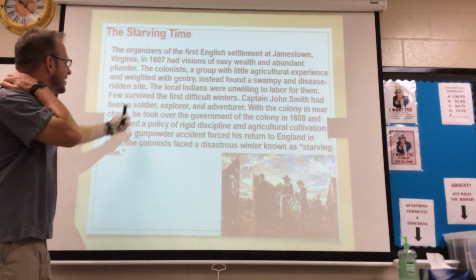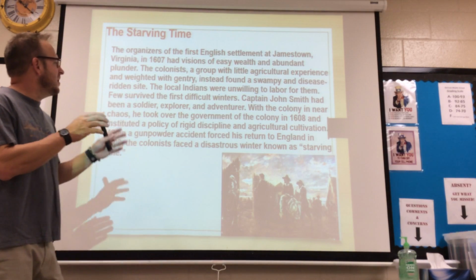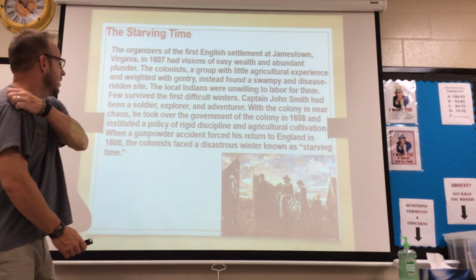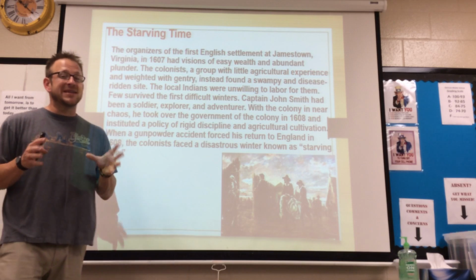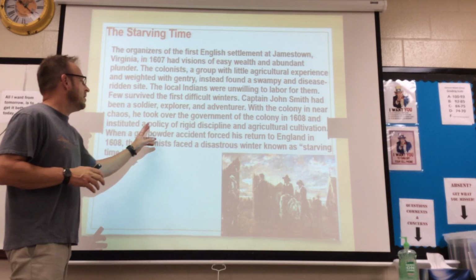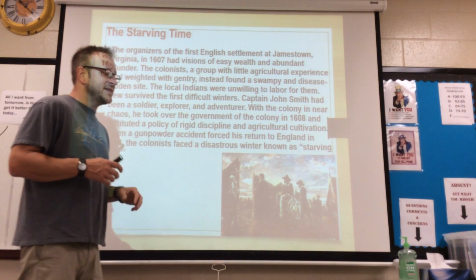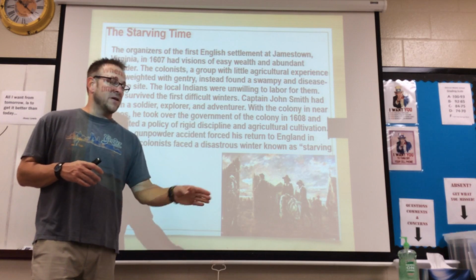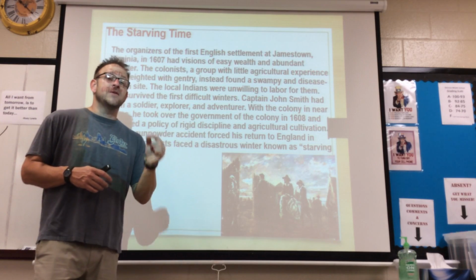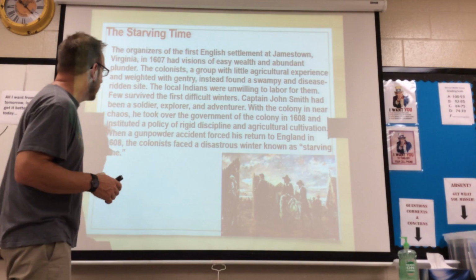Captain John Smith, he'd been a soldier, an explorer, an adventurer, and with the colony near chaos, he took over. And he did something that a lot of people did not like. It was successful, but he was not liked for it. He put in a policy of rigid discipline and agricultural cultivation. Basically, he set the laws, you followed them. He told you to work. If you wanted to eat, you were going to do your fair share and work for it.